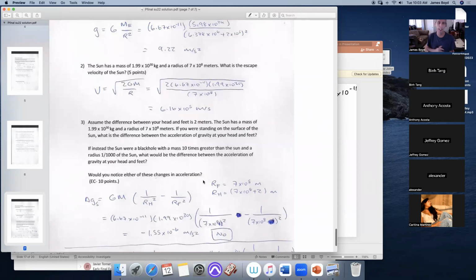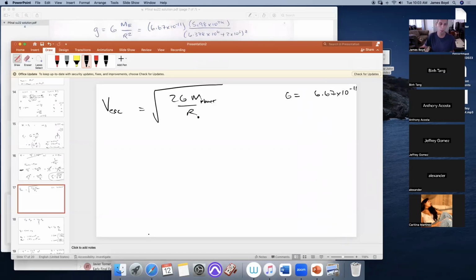The last thing is, and this one I wouldn't worry too much about, you can compute, let's say you wanted to move between 2 points, radius 1 and radius 2. The acceleration of gravity at both of these points would be GM over r squared. So the change of the acceleration would be GM times 1 over r final squared minus 1 over r initial squared.